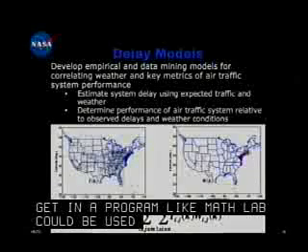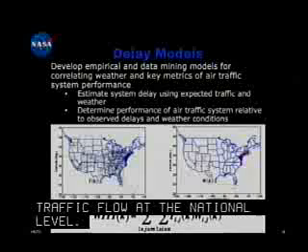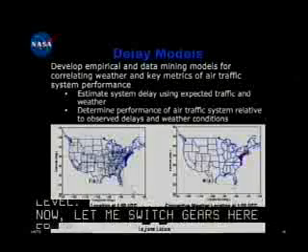Next view graph, please. Now let me switch gears here from traffic flow models to delay models.